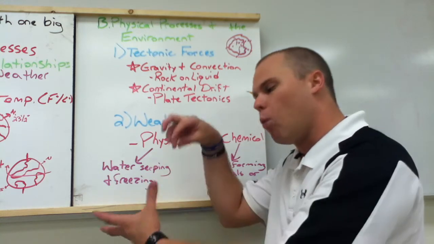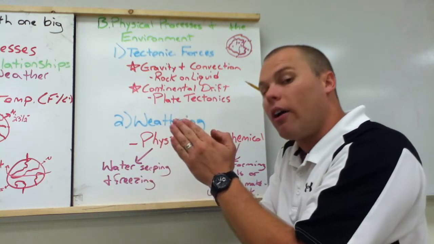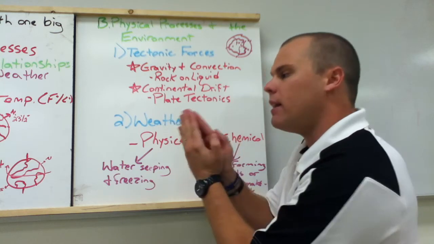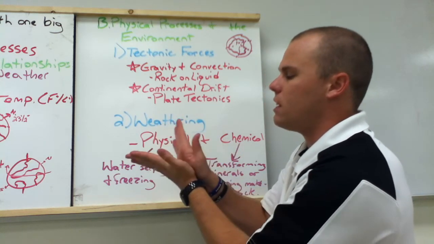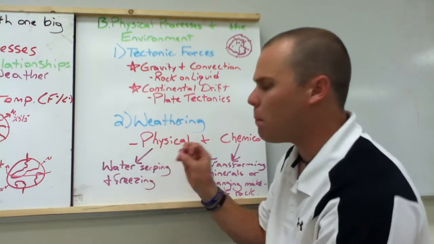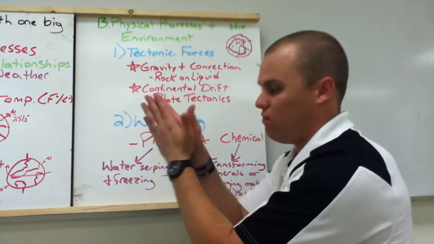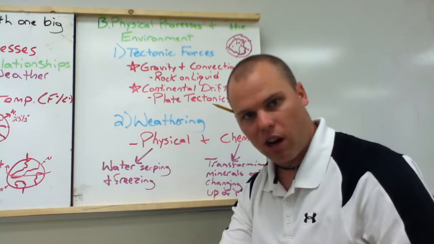Physical weathering would be like water seeping into a crack in the rock, and then that water freezing and that crack splitting. And now more water is going to get in there, and as it freezes, it's going to split. Okay? The physical makeup of the rock changes. It's pushing apart and then finally falls off.